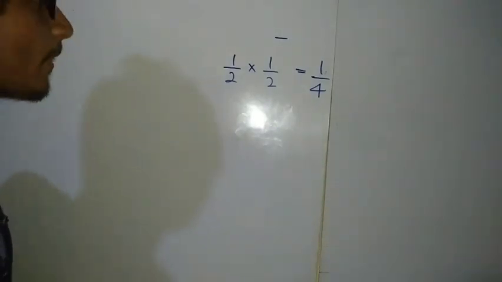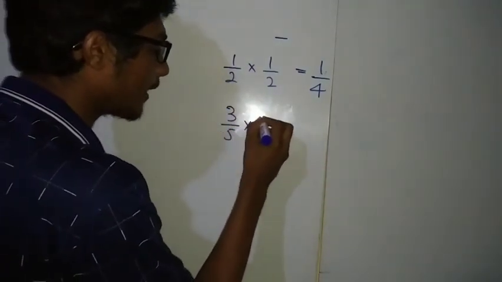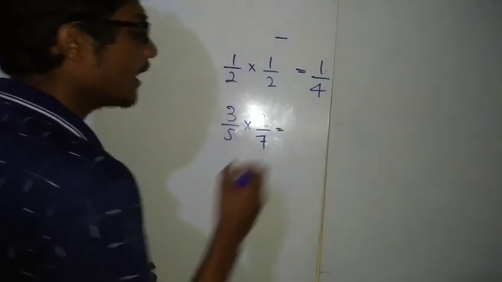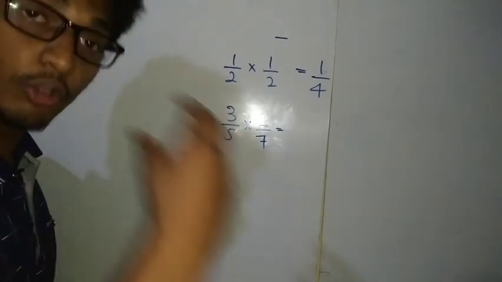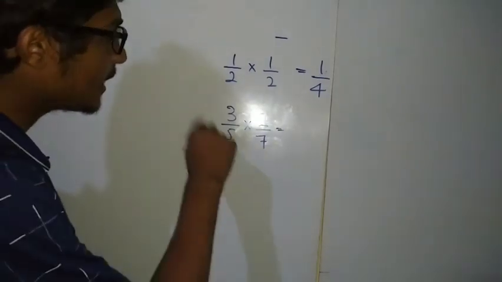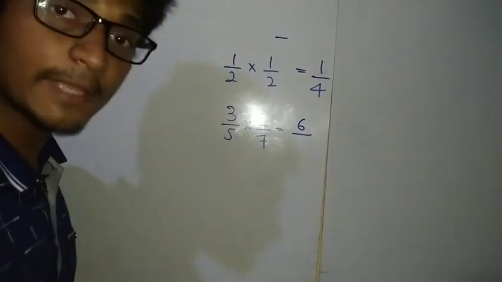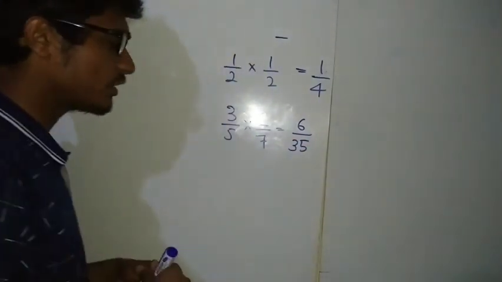It's very simple. For example, if you have 3 over 5 multiplied by, let's say, 2 over 7 or something else, you have to multiply the numerators separately and the denominators separately. 3 into 2 is going to be 6, and 5 into 7 is going to be 35. So this is how the multiplication of algebraic fractions works.